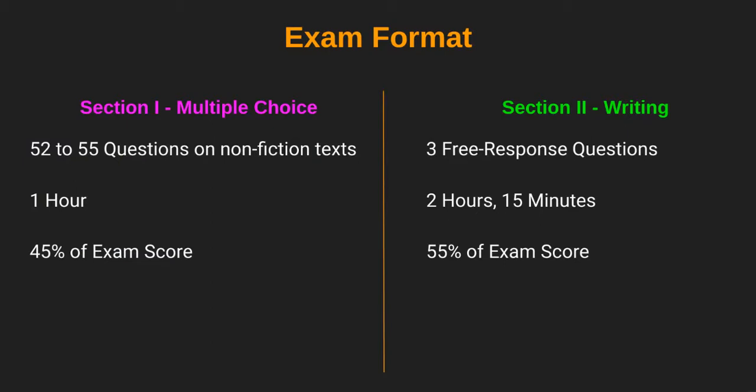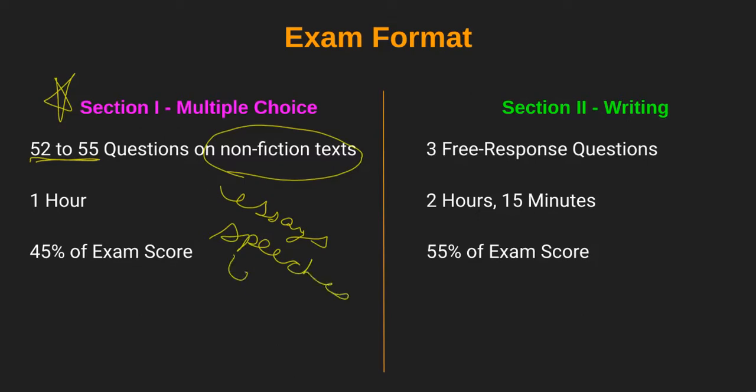When you sit down to take the AP Language and Composition exam, you will essentially be taking two sections. The first section is the multiple choice section, and this is the section that you'll be taking first. This section consists of 52 to 55 questions, all of which are based on nonfiction texts. So you're talking about essays, speeches, letters, right? Texts such as those. Your score for this section will make up 45% of your final exam score.